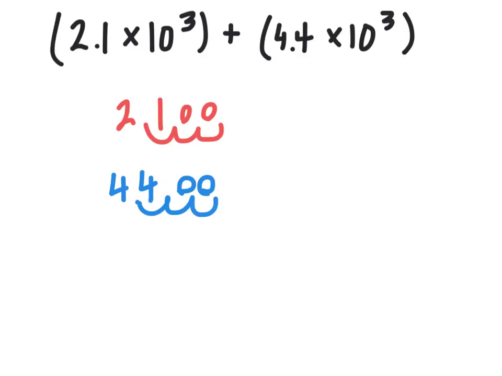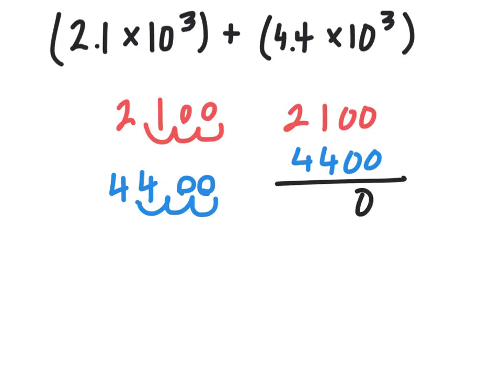Next, we'll go ahead and add, since that's the specified operation. And if we add 2,100 and 4,400, we get 6,500.